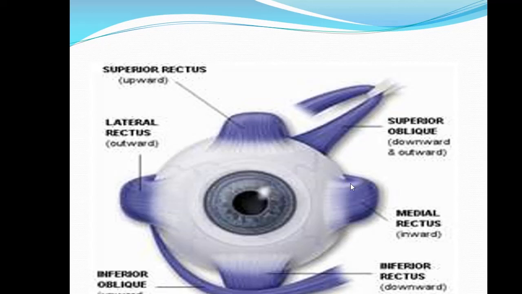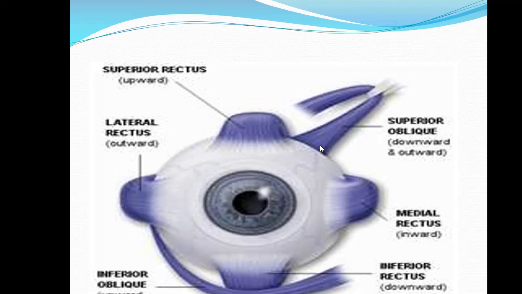So this is the medial rectus muscle. It is present on the medial side of the eyeball. The lateral rectus muscle is present on the lateral side of the eyeball. The superior rectus muscle is attached on the superior part of the eyeball, and the inferior rectus muscle is attached to the inferior part of the eyeball. These are the four recti muscles forming two pairs, and the third pair is formed by the oblique muscles.